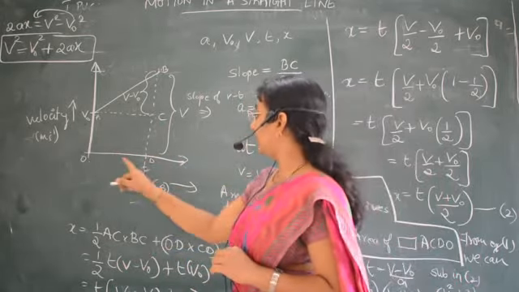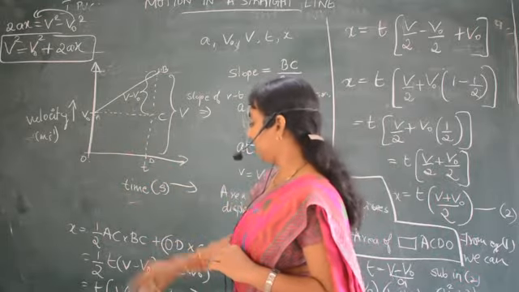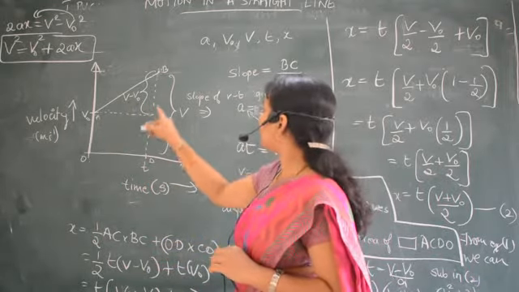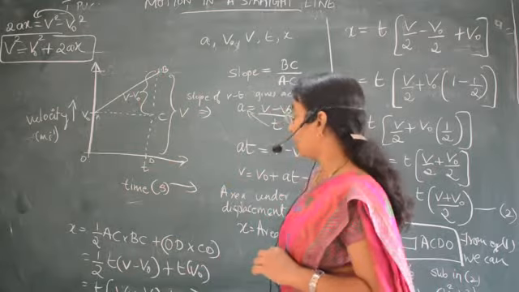AC is nothing but, what is the value of AC? T. What is the value of BC? BC is V minus V naught. OD.